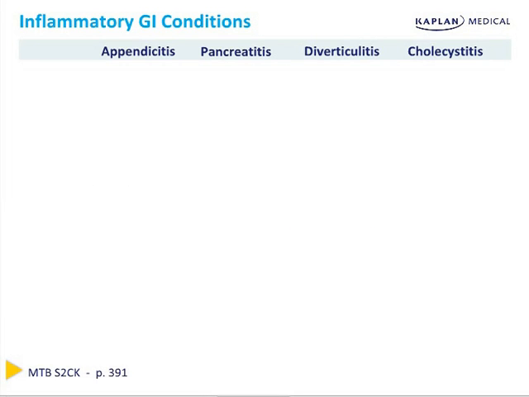This is a very dense slide, but an incredibly important one for your Step 2 CK preparation, because it details 4 of the most commonly tested topics from the surgery section. You will not only be expected to quickly identify each of these inflammatory conditions based on the presenting symptoms, but will also need to know why they arise, as well as how each is best diagnosed and treated. Kaplan has created the following graphic chart to help you remember each of these details and to allow you to compare and contrast these extremely high-yield topics.